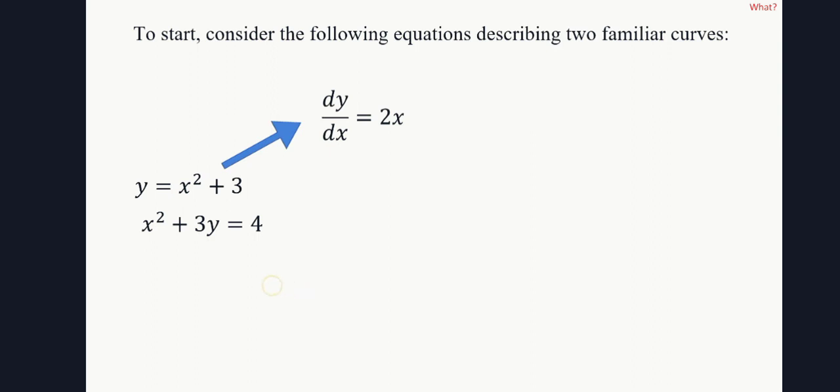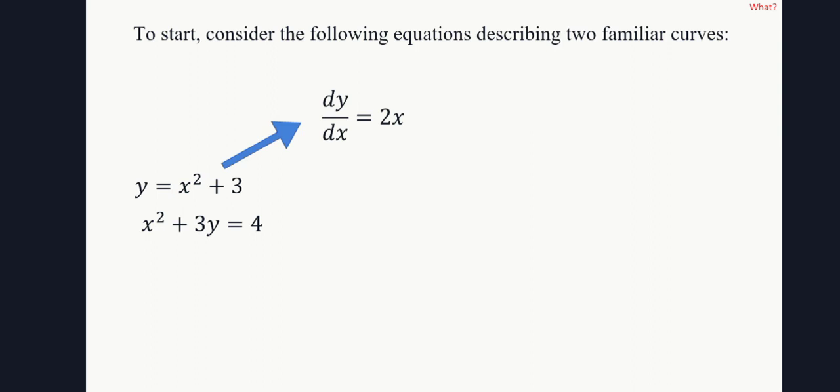So let's say, for example, we will consider the following equations natin. So meron tayong y is equal to x squared plus 3x, at 3 lang pala. Then the second function is x squared plus 3y is equal to 4. So derivative ng y natin is what? Is 2x. So dy over dx is 2x.